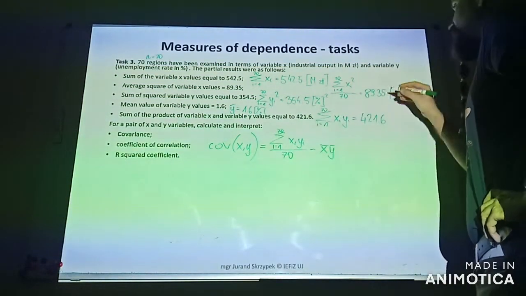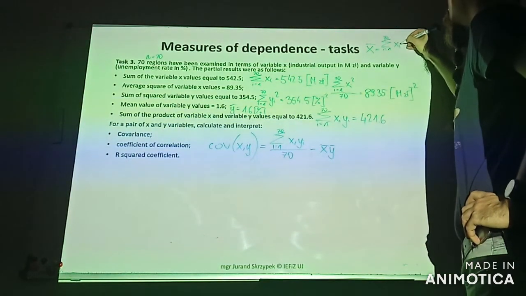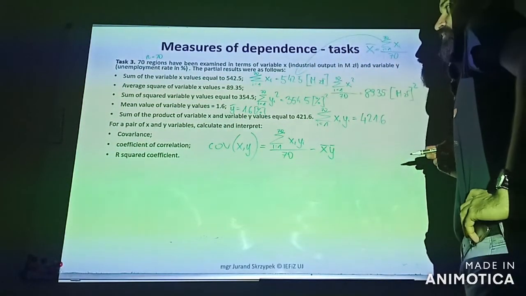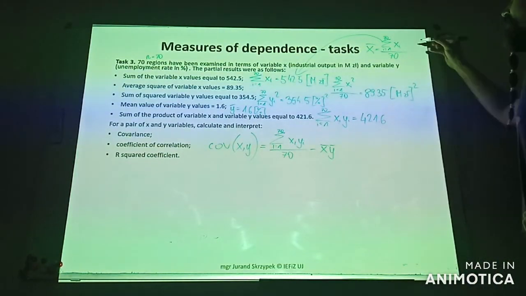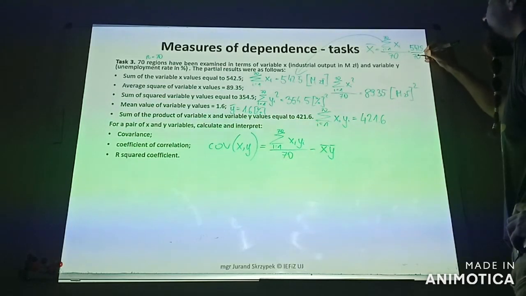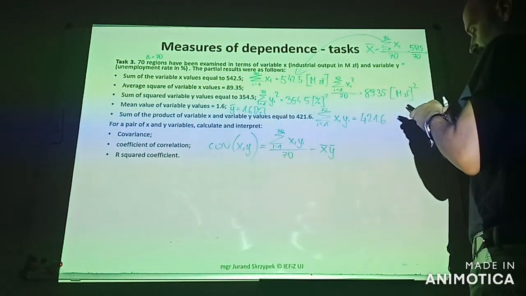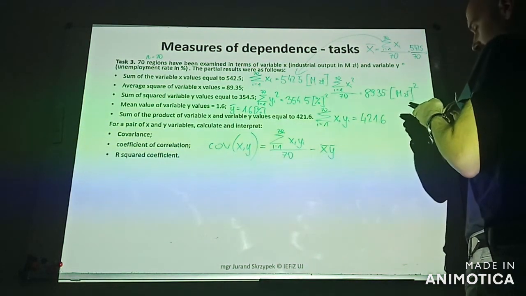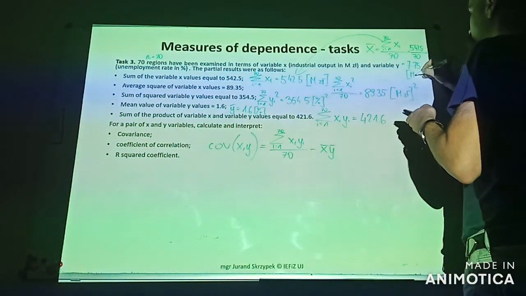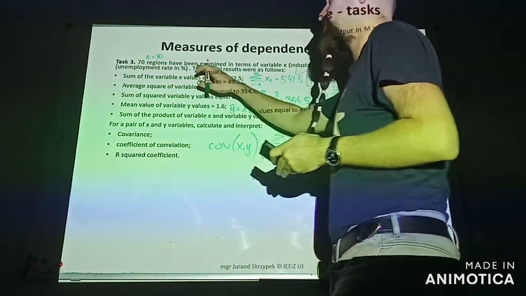Here we have the mean value of y, I need the mean value of x. The mean value of x is the sum from i equal 1 up to 70 of all values of x divided by 70. Here we have the partial result that is necessary. So we divide 542.5 by 70, and we receive the following result. 542.5 divided by 70 is 7.75 million zloty. This is the average industrial output in the investigated 70 regions.